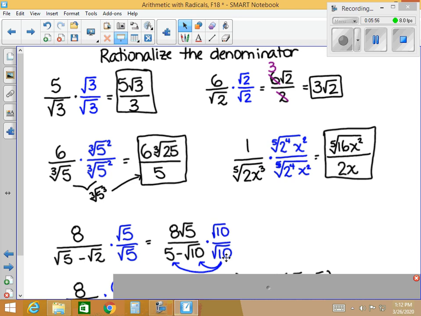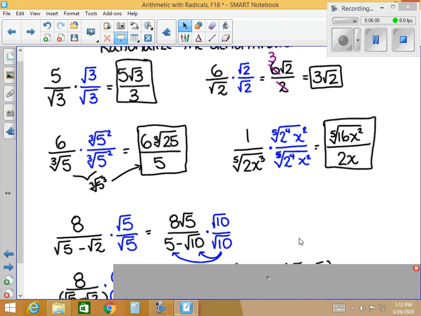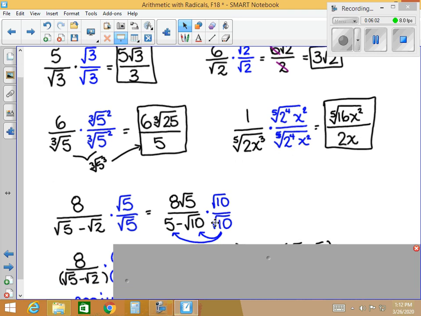If I try to do this again, and I multiply top and bottom times the square root of 10, notice that what happens is now I have 5 square roots of 10 on the bottom minus a plain old 10. It's just going to hop that radical back to the other term. What that means as a whole is that this is not going to work. I have to be more creative than that.